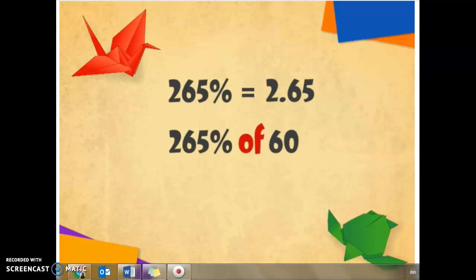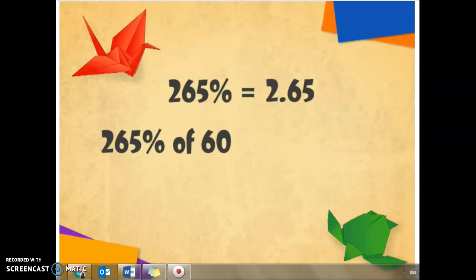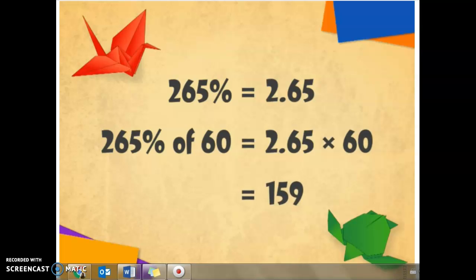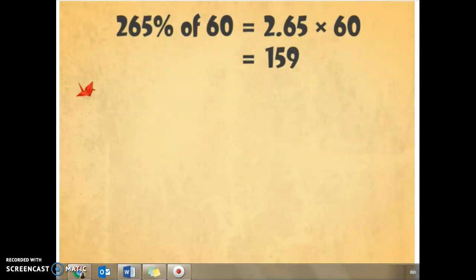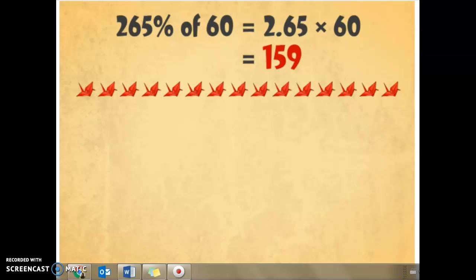Remember that of means multiplication. So, 265% of 60 is 2 and 65 hundredths times 60, which equals 159. So, the grade 8 class created 159 origami creatures.